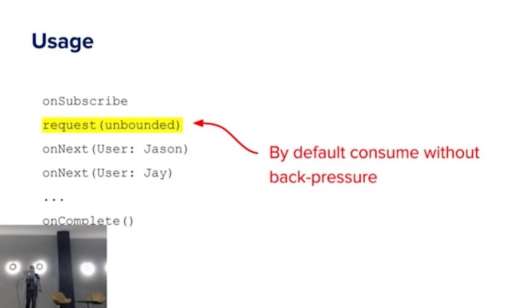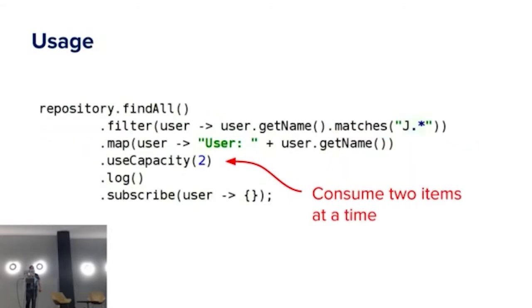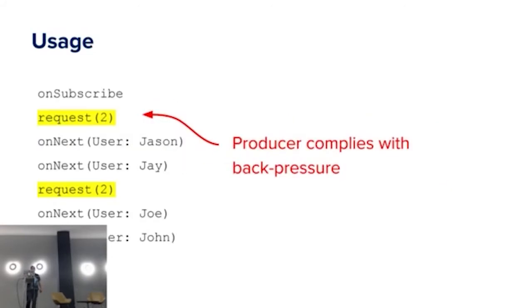So by default, we consume without back pressure, which just means we're just going to get them one by one. But what back pressure means is that we can tune this dial up and down. We can adjust the volume to set the capacity, which means here's my buffer size. I'm going to add a use capacity operator, which means that I'm going to apply each operator to 2 items, return that, so the subscriber will get those 2 items and then go on to the next 2. So I can dial that up and down.